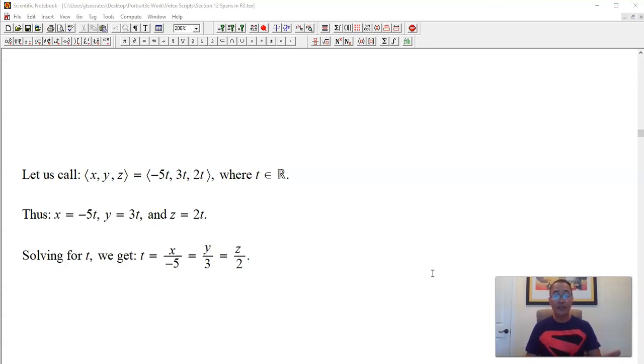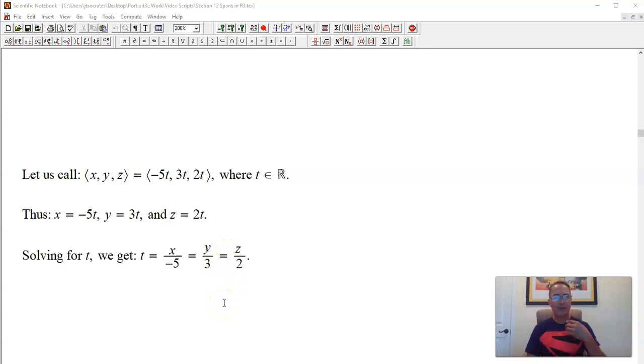Okay? Then we can solve for each of the three variables. x is just -5t, y equals 3t, and z equals 2t. And then from each equation, we can solve for t. So now we get t equals x over -5 for the first equation, t equals y over 3 for the second, and t equals z over 2 in the third. So in R2, we kind of stopped with just x and y. And we said, okay, y would be -3/5 x in this case. But there's a third variable here, z. Okay, so should we also solve for z in terms of x or z in terms of y?